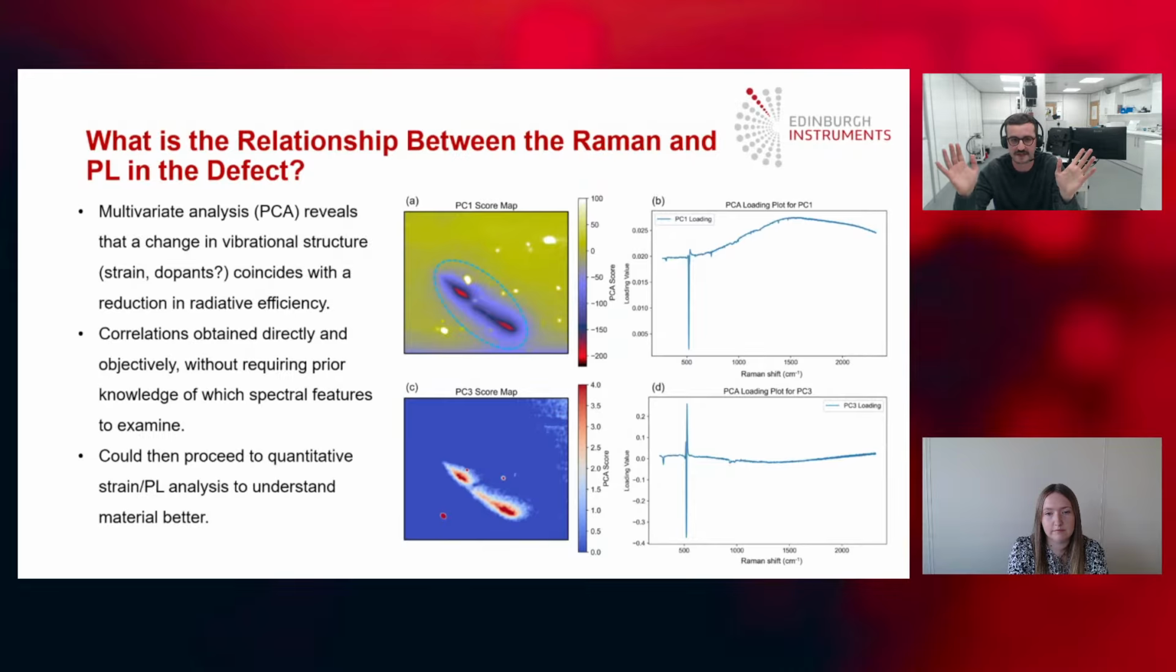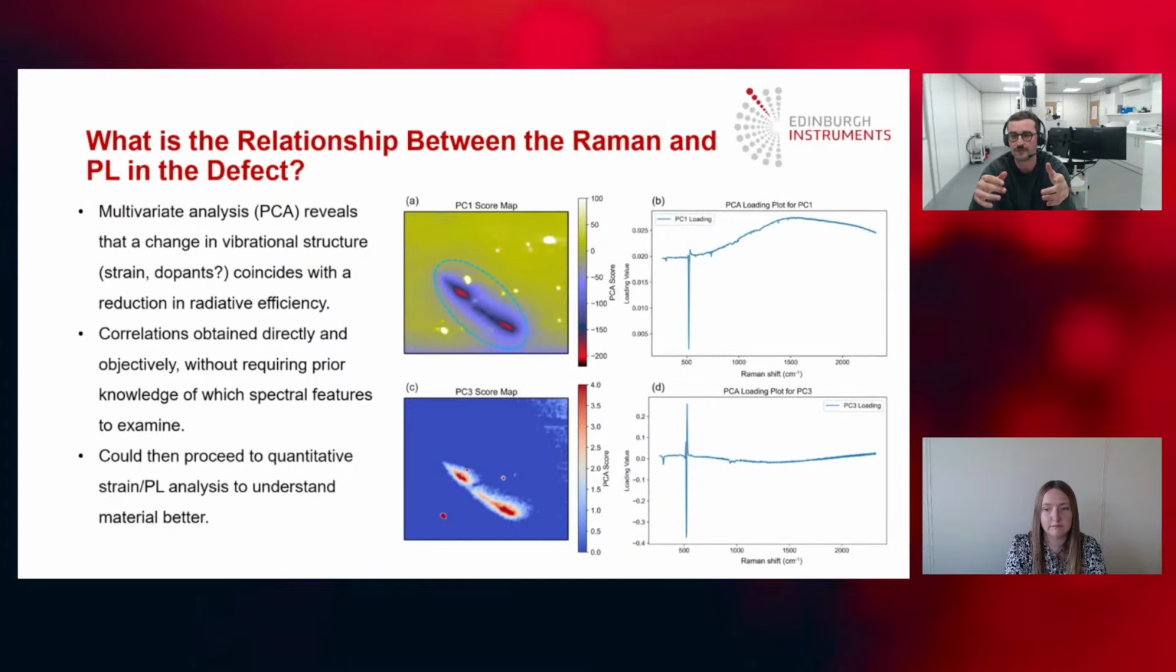So, fancy maths, what does it all mean physically? It shows that in the same defect, we have a change in the position of the Raman phonon mode and the dampening of the PL band. This indicates to us that a change in the vibrational structure, potentially due to strain or dopants, coincides with a reduction in the radiative efficiency of the material.